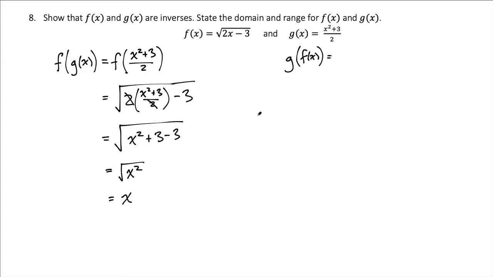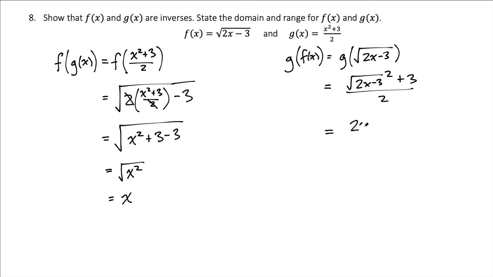Now we go over here to g of f of x. Well, f of x is the square root of 2x minus 3, and now we can apply g to that input. So we take that input and we square it: the square root of 2x minus 3, squared, plus 3, over 2. And we simplify. The square of a square root is just what's inside, so 2x minus 3 plus 3 over 2. Now those minus 3 and plus 3 cancel, and we have 2x over 2. And of course, those cancel as well, and we just get back our x.